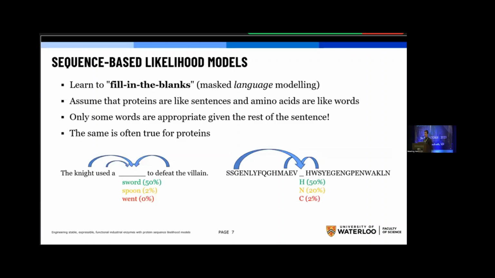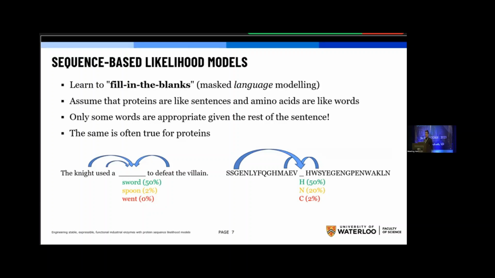So if we start with just sequence-based models, the idea here is to try to fill in the blanks within a protein sequence by training using masked language modeling. This is similar to what ChatGPT is doing, and I'm sure you're all quite familiar with that. And we assume that proteins are like sentences and the amino acids are like words.